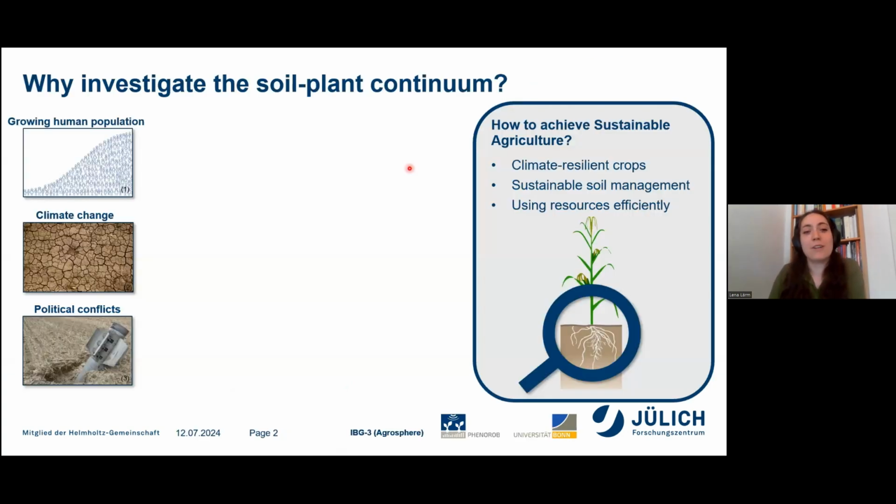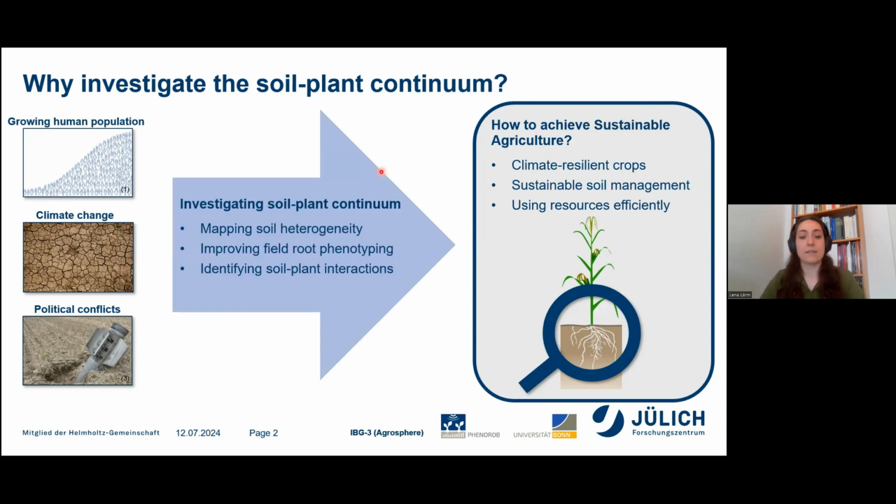As we all know, our modern society is facing some global challenges. And if we want to ensure food security for future generations, we need to make agriculture more sustainable. This can include developing climate resilient crops, managing our soils in a sustainable way, and using natural resources efficiently. One way to achieve that is investigating the soil plant continuum, where increasing yield potential by reducing the environmental footprint are key aspects. We can achieve that by mapping soil heterogeneity, improving field root phenotyping, and identifying soil-plant interaction.